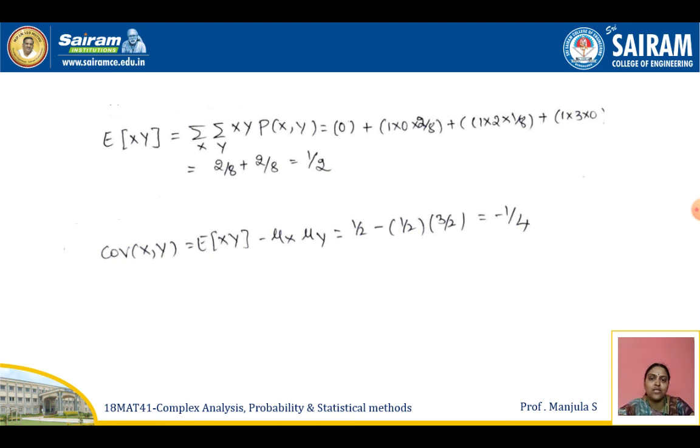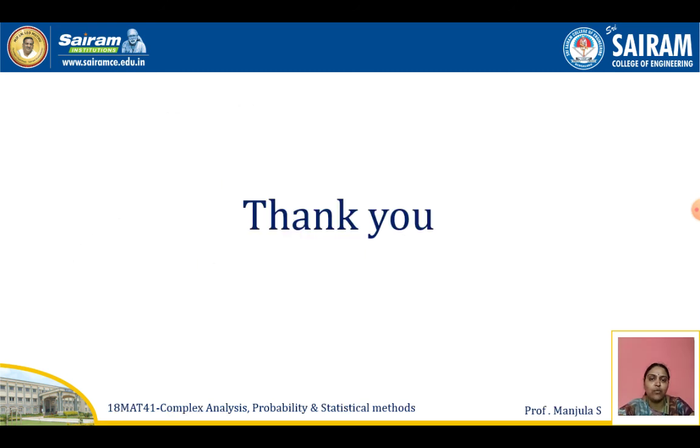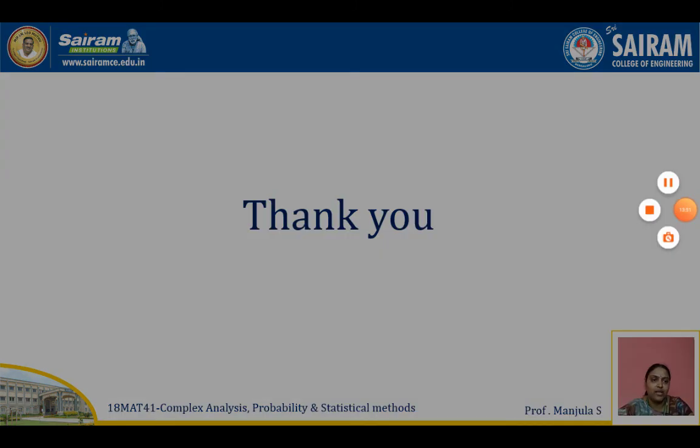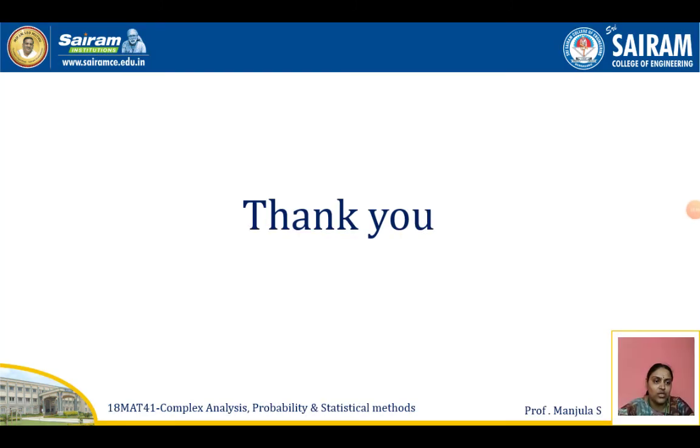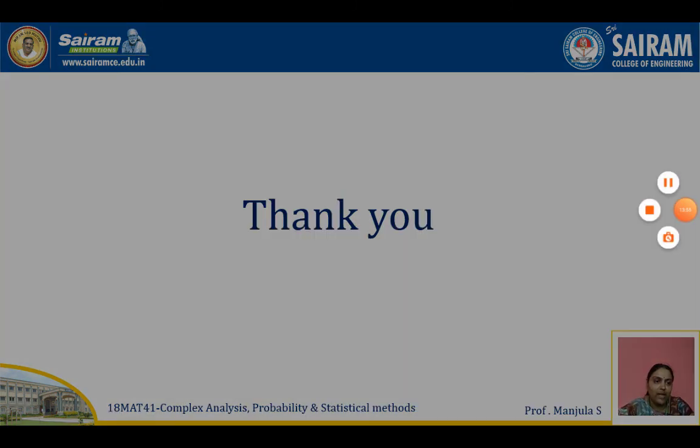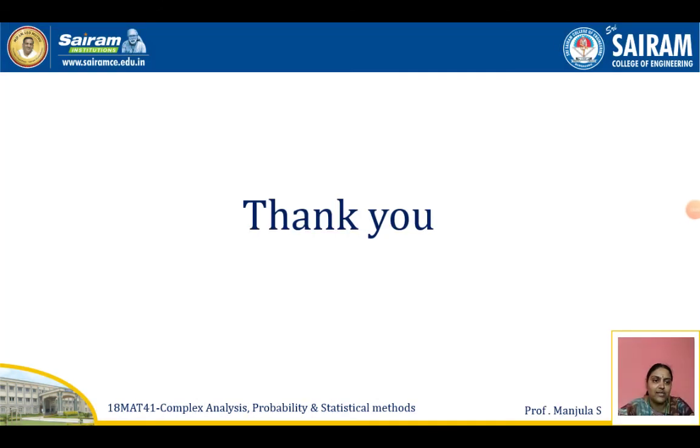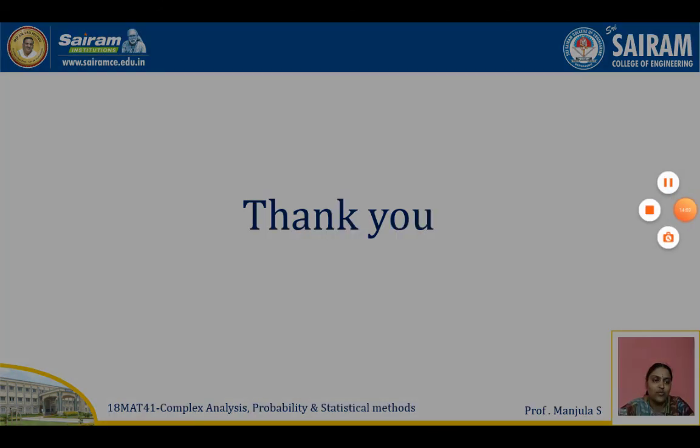With the help of this, we can easily find the covariance of x comma y. The formula is expectation of xy minus mu x into mu y. Substitute all the values. On simplification we are getting minus 1 by 4 as the solution. This is our required solution. Similarly, we can do n number of problems. Here I explained only a few problems.